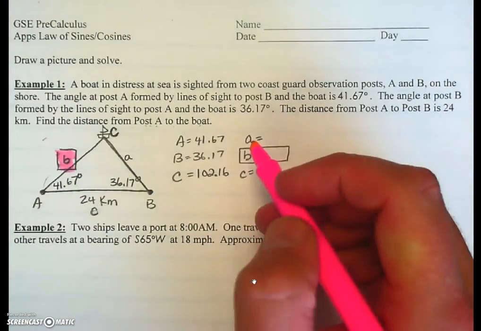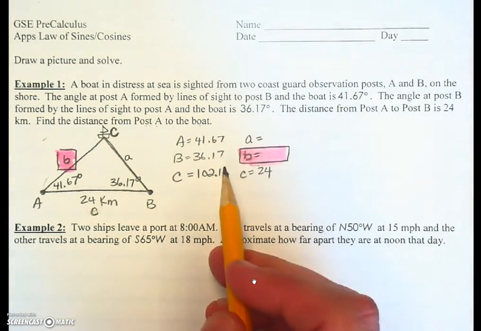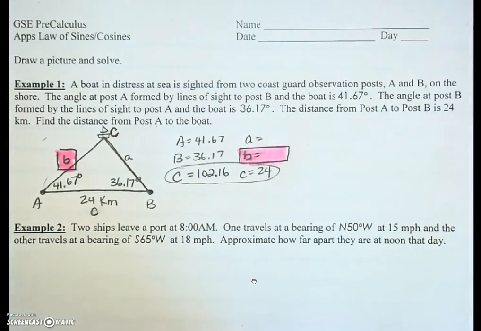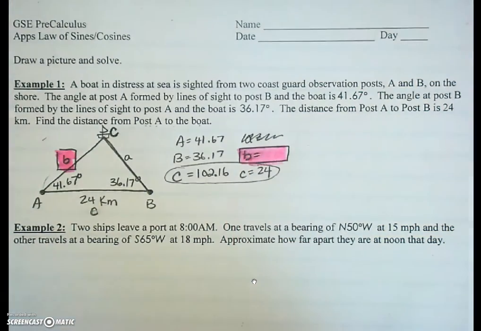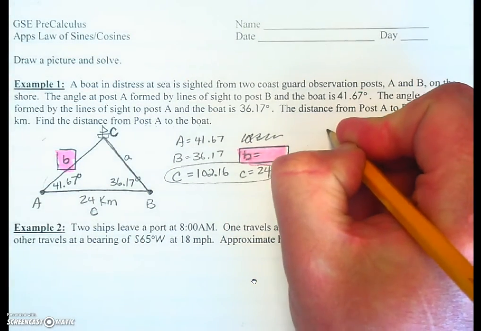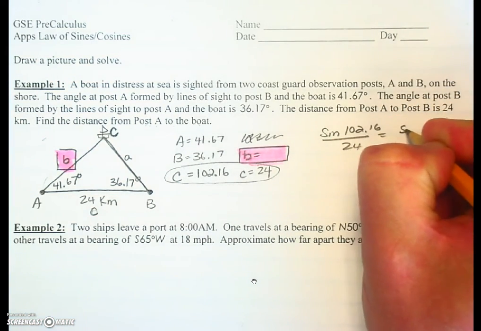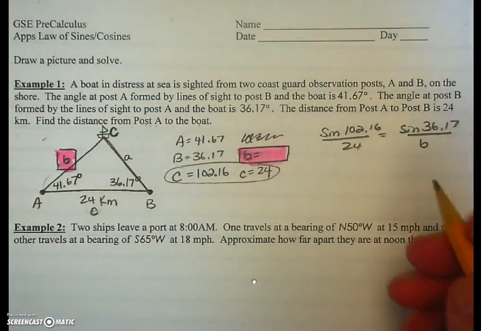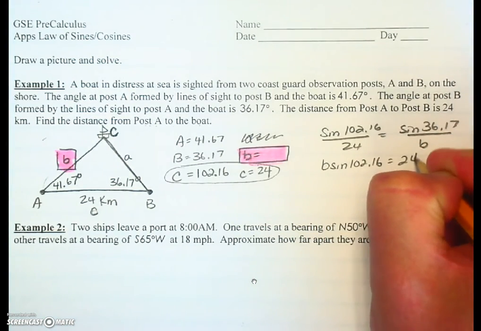Now what I want to solve for is lowercase b, because that is the distance from post A to the boat. So when I look at this problem now, I notice that I've got a capital C and a lowercase c, which means I have something in common. So this is a law of sines problem. I don't even need to worry about A. I'm just going to find out what b is. So I'm going to go sine of 102.16 over 24 equals sine of 36.17 over lowercase b. And then we just cross multiply like we always have when solving.